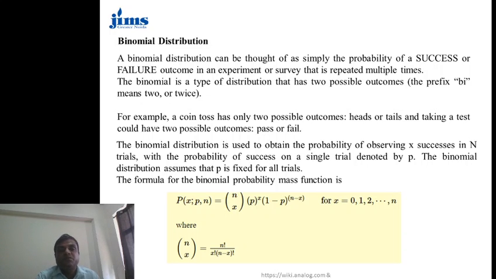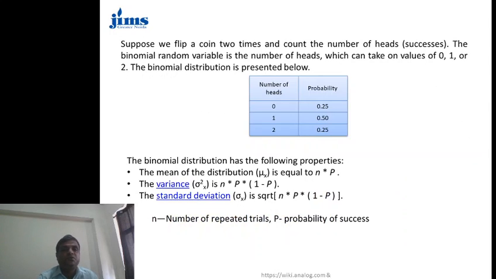A binomial distribution can be thought of as simply the probability of success or failure. Just see this example. If you toss a coin, there are only two possible outcomes, either head or tail, and taking a test could have two possible outcomes, pass or fail. So there are two examples, either we toss a coin or we take a test. The binomial distribution is represented by this particular equation. Then again they are giving an example.